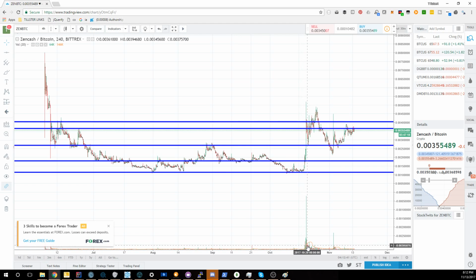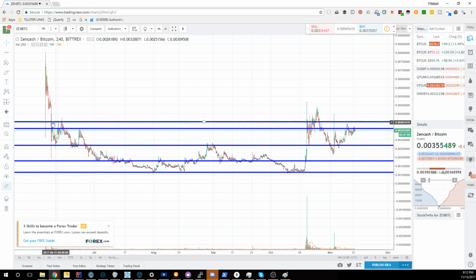This is the 16th of October. This is the 20th of October right here. This strategy works on this market. You could have made a lot of money on this market just by trading this market correctly, using this strategy. Look at where it came up to. Look at where it turned around right here on the resistance line.